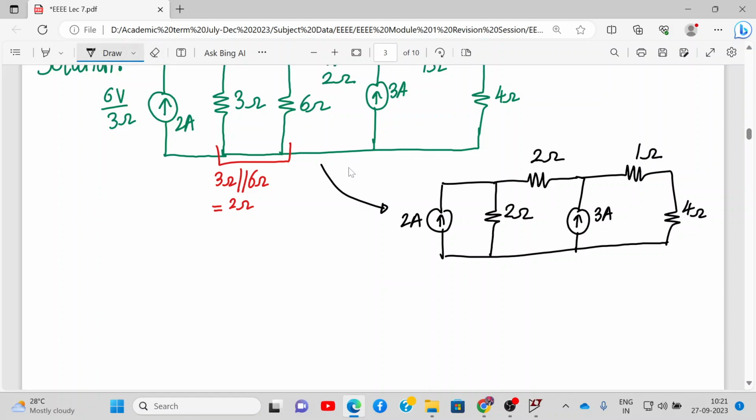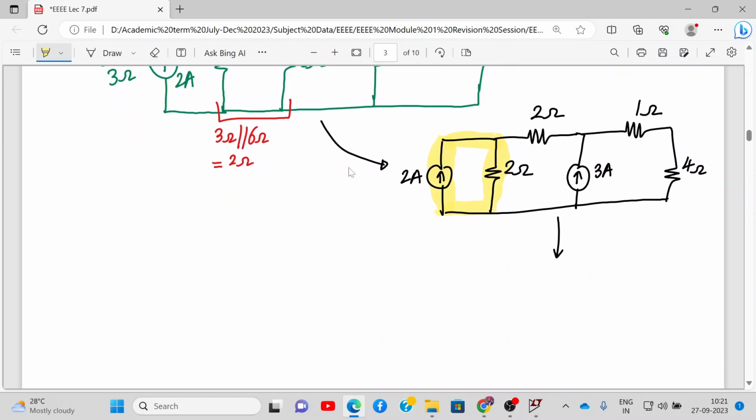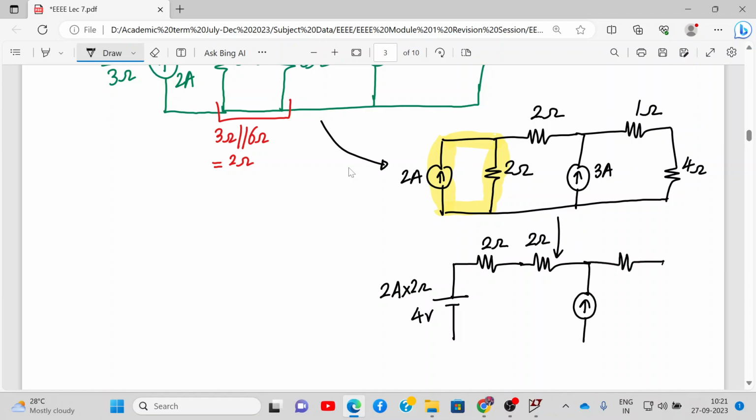So let's do that. If you see carefully, we have a current source in parallel with a resistance, 2 ohms resistance. So this gets converted into a voltage source with a series resistance. So let's do that. So this is my voltage source. Value of the voltage source is current into resistance. That will be 4 volt. Then we'll be having a series resistance of 2 ohm. There will be another resistance 2 ohm over here, right? Then there will be a current source, and then there will be 1 ohm in series with 4 ohm resistance. This is ground actually. This is 4 ohm, 1 ohm, and 3 amperes.